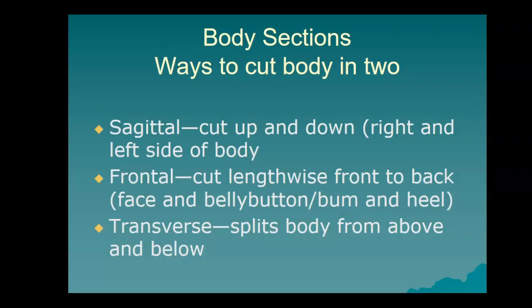Different ways to actually cut the body. Now, let's say the child needs some type of surgery. If the child needs surgery and it is going to be a horizontal cut, let's say you were going to cut from the belly button over to the hip bone. That would be what was called a transverse one or horizontal one, and that basically splits the body up from the top and the bottom.